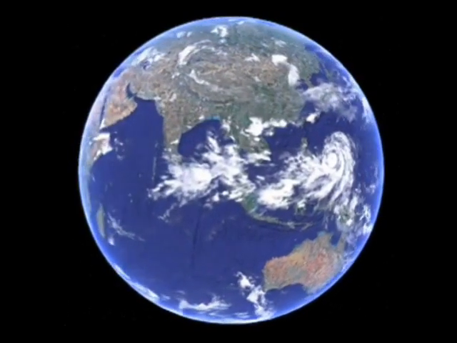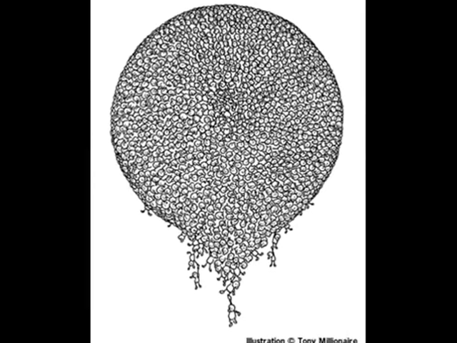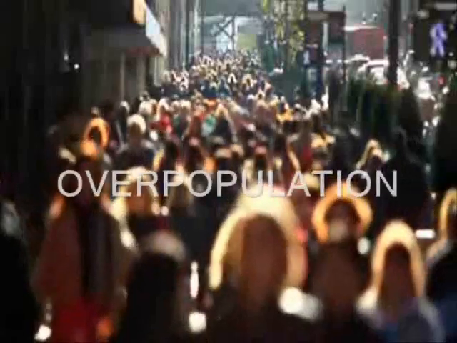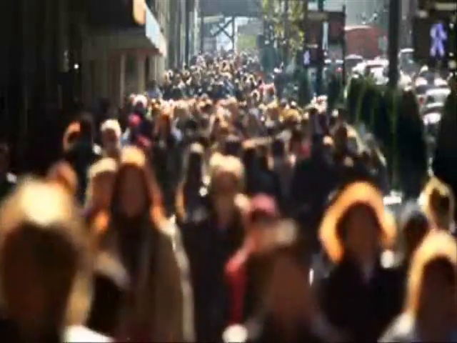In 2010, the world population was at 6.84 billion. The population keeps increasing more and more each time, and that's how overpopulation occurs. First of all, I'll tell you guys what overpopulation is. Overpopulation is when there are excessive people in an area and it strains resources and facilities.